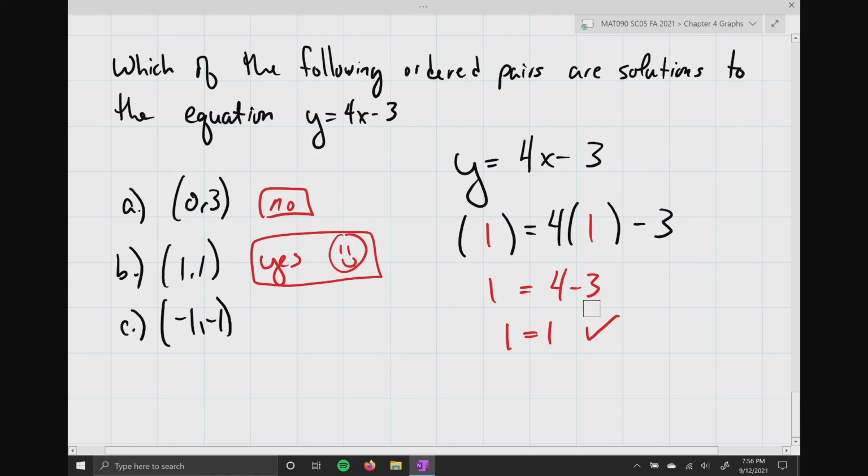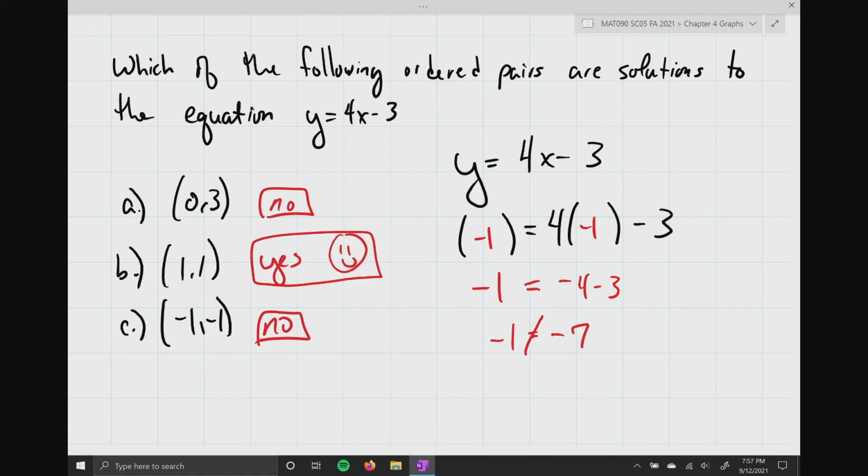And then the last point, substitute -1 in for y and -1 in for x. On the left-hand side, we get -1. But on the right-hand side, we get -4 minus 3. And -4 minus 3, recall, is going to be -7. Those are not equal to each other, so no. (-1, -1) is not a solution to the equation y equals 4x minus 3.